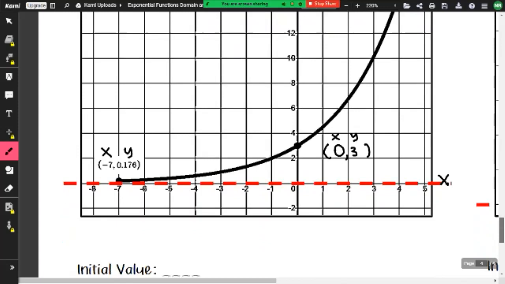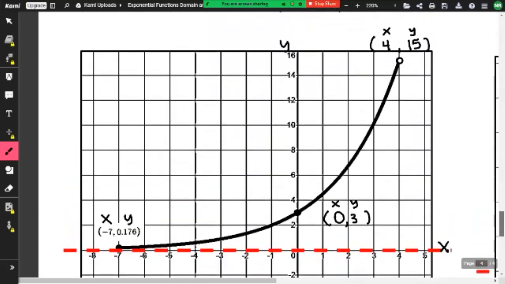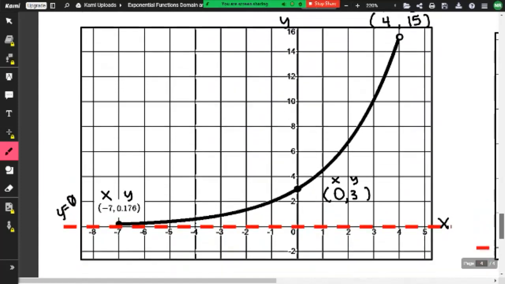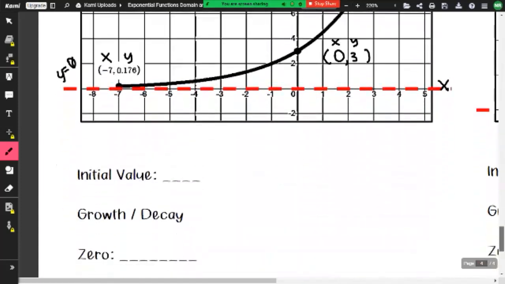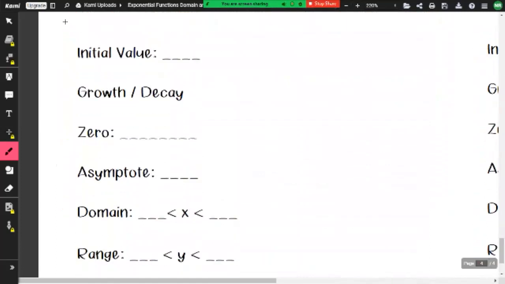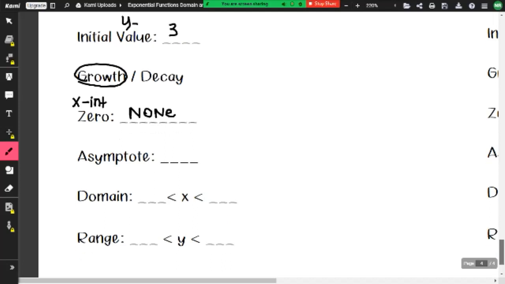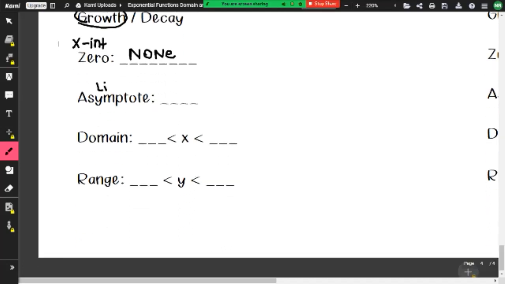There's one more thing I'm not labeling. The dotted line is called my asymptote, and what is the equation of that asymptote? Y equals 0. What does the asymptote do? It stops the line from crossing the x-axis. Good. All right. So initial y value is what? 3. Are we growing or decaying? 0 is another word for an x-intercept. What is it? None. It doesn't cross the x-axis. It doesn't touch the x-axis. Asymptote is a line. The only way to describe a line is with an equation. What is that equation? Y equals 0.